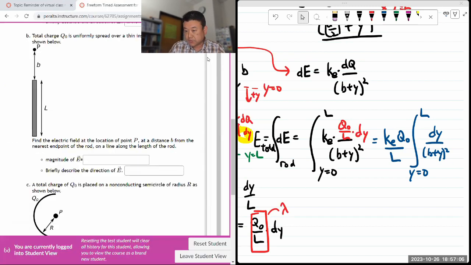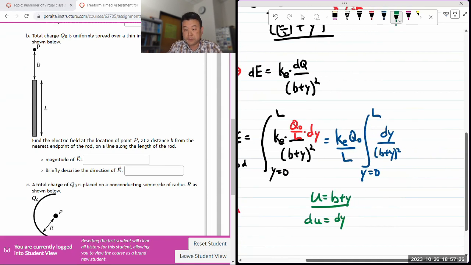I think I can do u substitution. Sorry, not trig substitution, because you can do this substitution. You can do u is equal to b plus y, and then go from there. I thought the squared was just on y, but it's not. The squared is on the whole thing. So I can panic totally. So with this u substitution, du is equal to dy. So you don't actually even have to change the numerator.